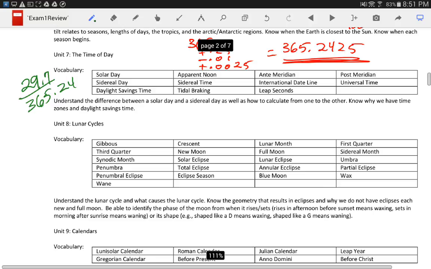Okay, we talked about sidereal day, daylight savings time. What's the point of daylight savings time?